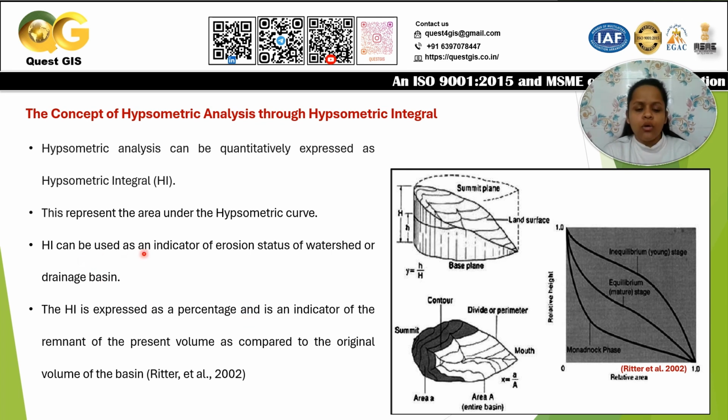In the same way, HI indicates the erosion status of a watershed or a drainage basin. So if you see, let's say this is a horizontal plane, that was the 100%, and now you see only this much of area is left, or this much of volume is left. So if you calculate the HI, it will give you some value, and that value will represent the erosional stage of this particular drainage basin.